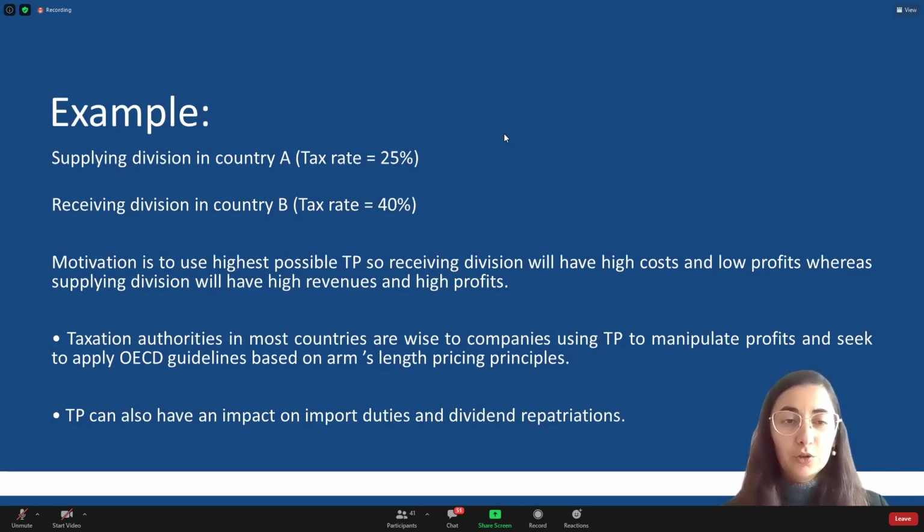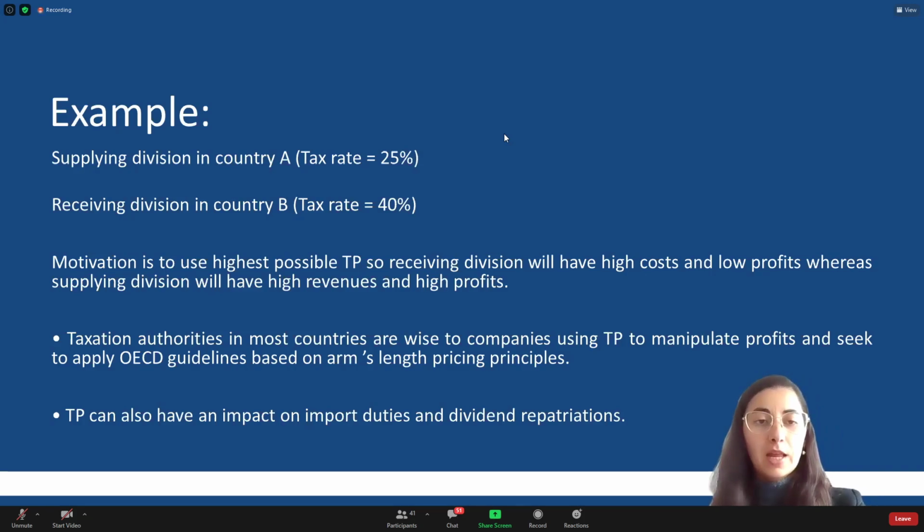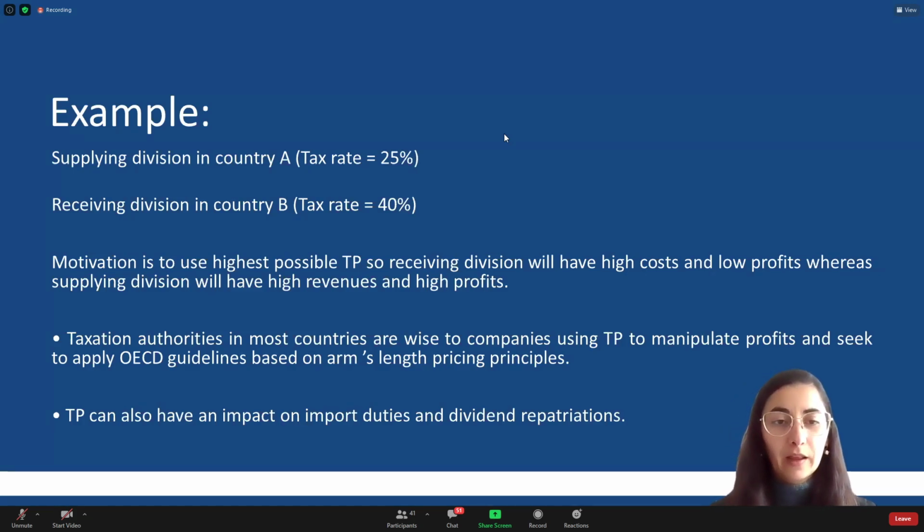So the motivation is to use the highest possible transfer price so the receiving division will have high costs and low profits, because the receiving division B pays a lot of taxes. If the transfer price is lower, it means the profit will be higher, and therefore we'll pay more taxes. So we want to have a high transfer price. We want to have high costs for division B. So we want to have a higher transfer price in order to optimize the tax paid.